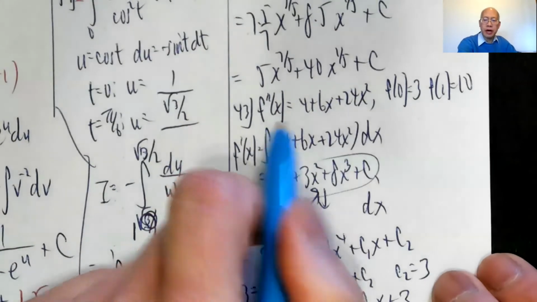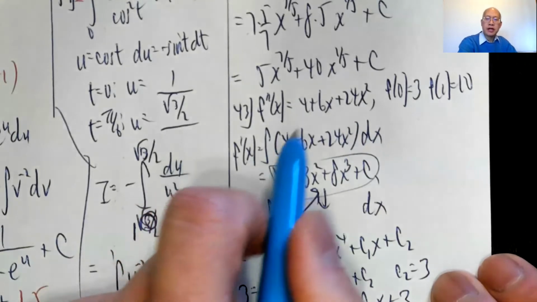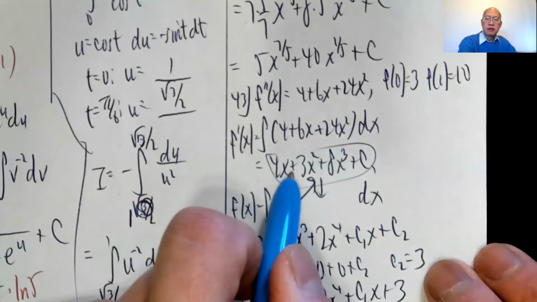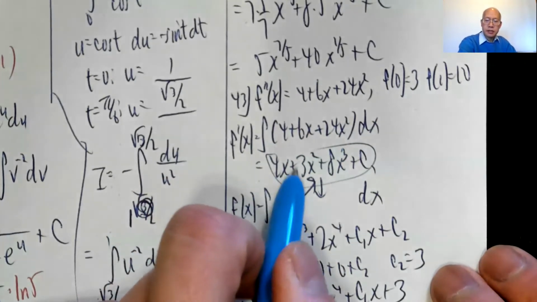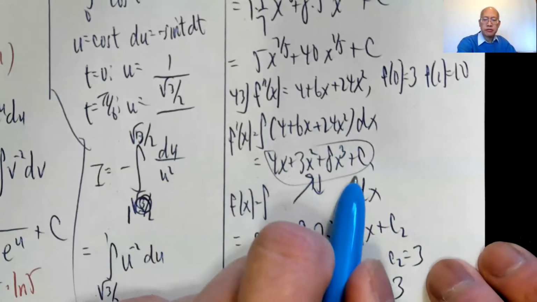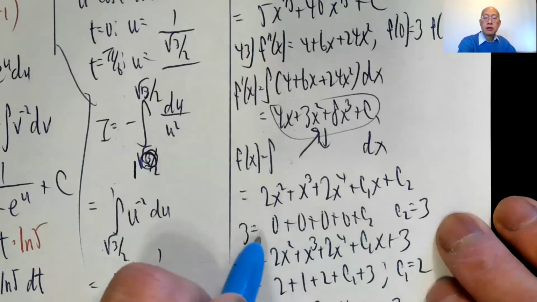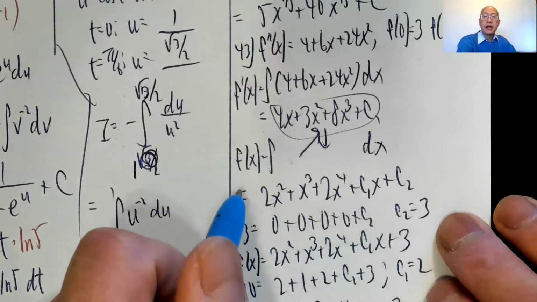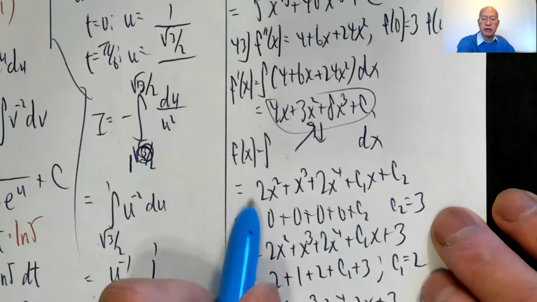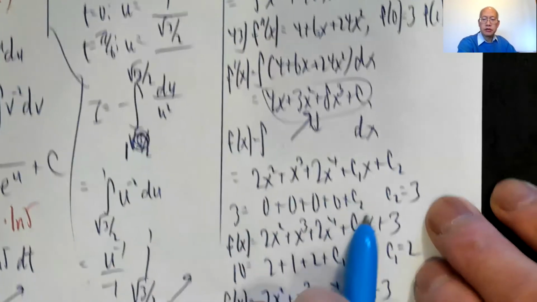43, here's the double prime, and they give you this. So f prime is the integral of this, which is 4x plus 3x squared, 6x squared over 2, plus 24x cubed over 3, 8x cubed, plus 6 plus c1. Okay, and now when I plug in 0, I get 3. So 3 is the answer if you go 0, 0, 0, 0, c2. So c2 is 3.